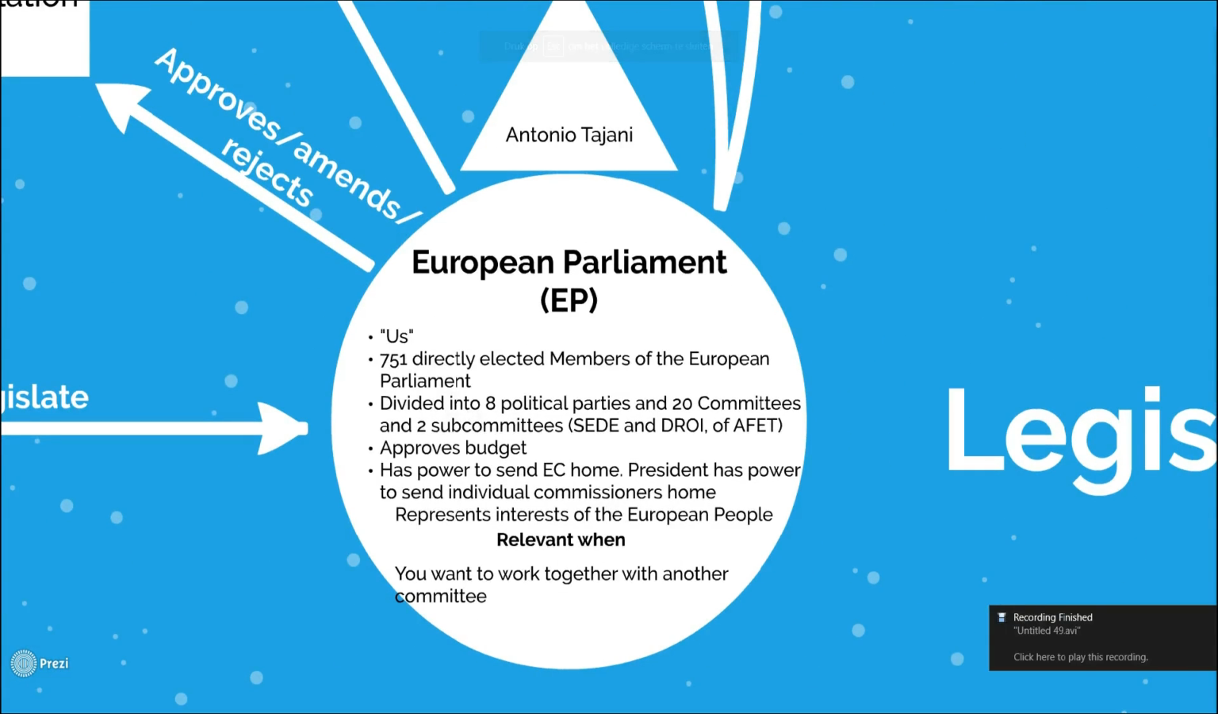The European Parliament is the only directly elected institution of the European Union. It consists of 751 directly elected members of the European Parliament, of which one president, currently Antonio Tajani. The European Parliament is also the institution that, within EUAP, we imitate to be.